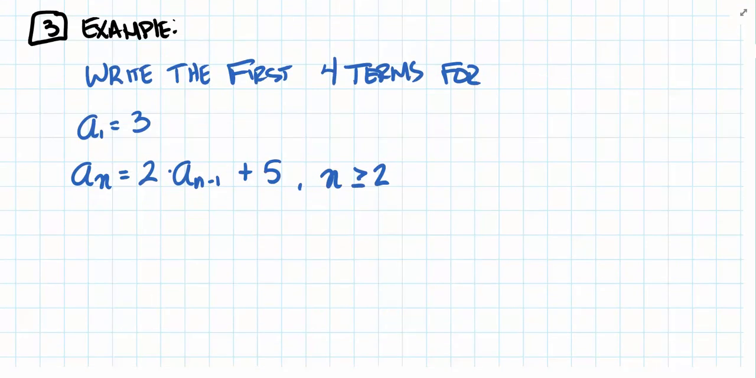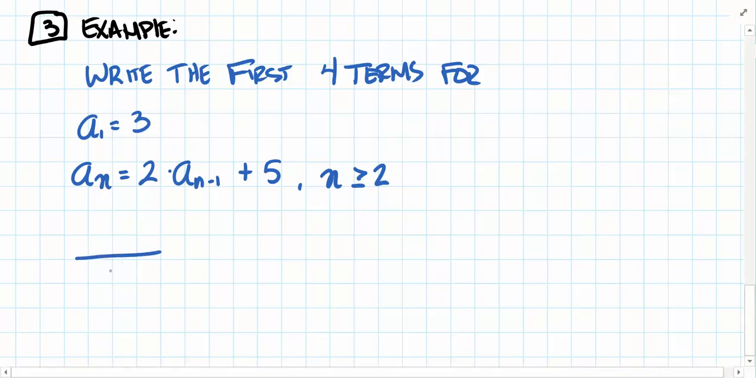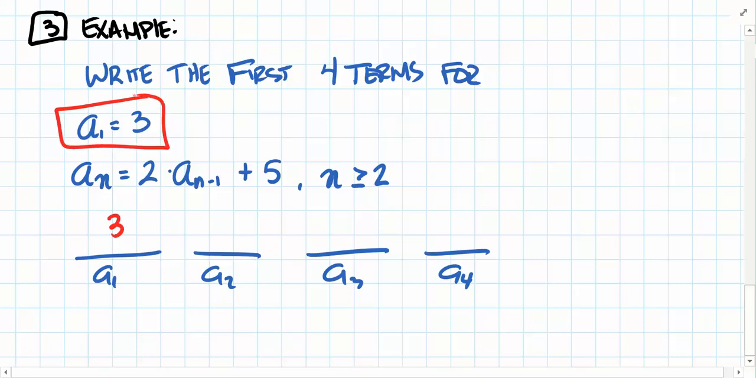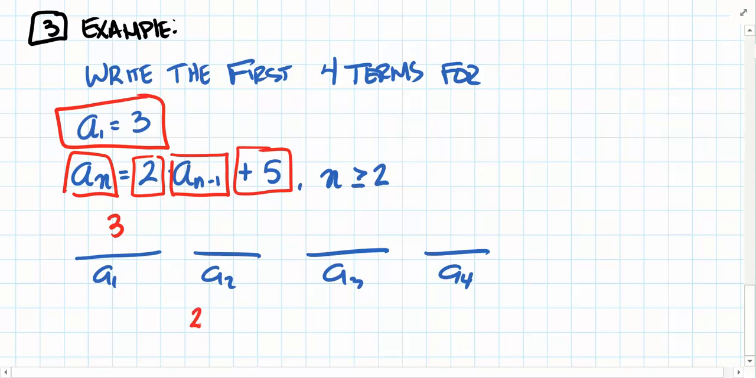The third box says, here's another example. Let's write the first 4 terms for this recursively defined sequence, starting with the first term being 3. So a sub 1, a sub 2, a sub 3, a sub 4. It gave us the first term because it defined it for us: a sub 1 is 3. Then the next term in the sequence is equal to 2 times the previous term, plus 5. So I take 2 times the previous term, which is 3, and then add 5.